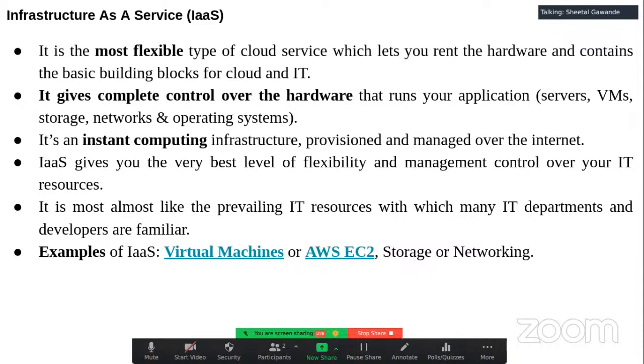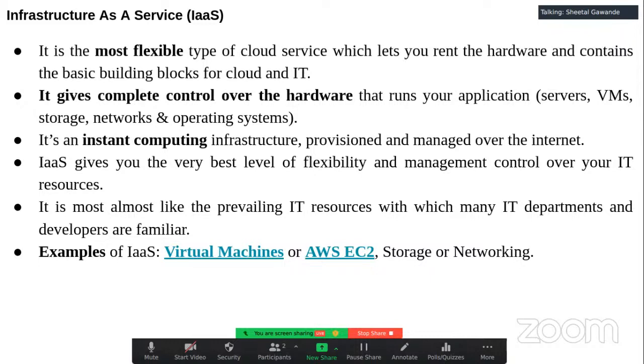like servers, the virtual machine, the storage, network, and operating system, right? So there's an example of infrastructure as a service. It is a virtual machine, or if you take AWS, it is an EC2. The name of the service is EC2, that is Elastic Compute Cloud, right? In Microsoft, it is the virtual machine. They call it a virtual machine.